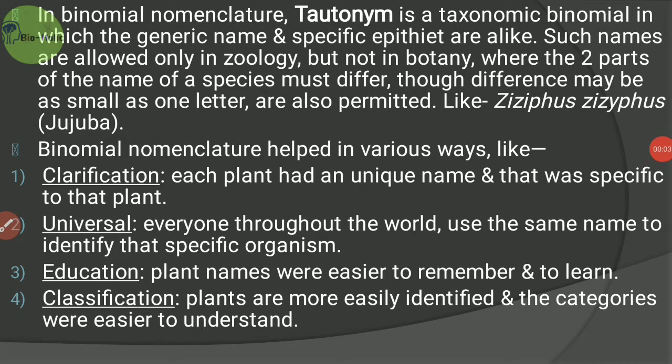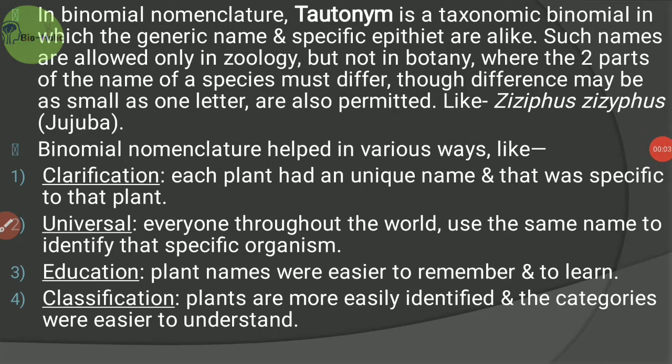So, in binomial nomenclature, a tautonym is a taxonomic binomial in which the generic name and specific epithet are alike. Such names are allowed only in zoology but not in botany, where the two parts of the name of a species must differ, though a difference of even one letter is permitted, as seen in the jojoba, Simmondsia chinensis. Here in this scientific name, we can see there is only a difference in one letter between genus and species, right? That means in I and Y.